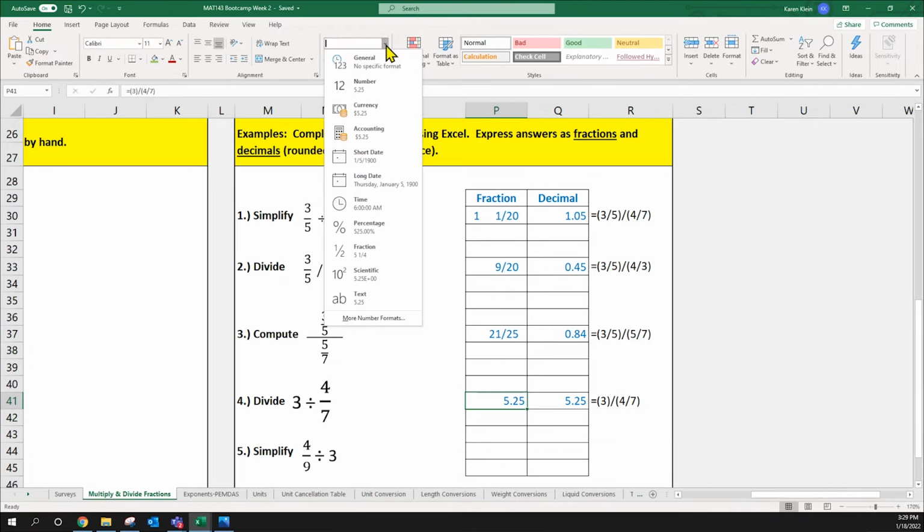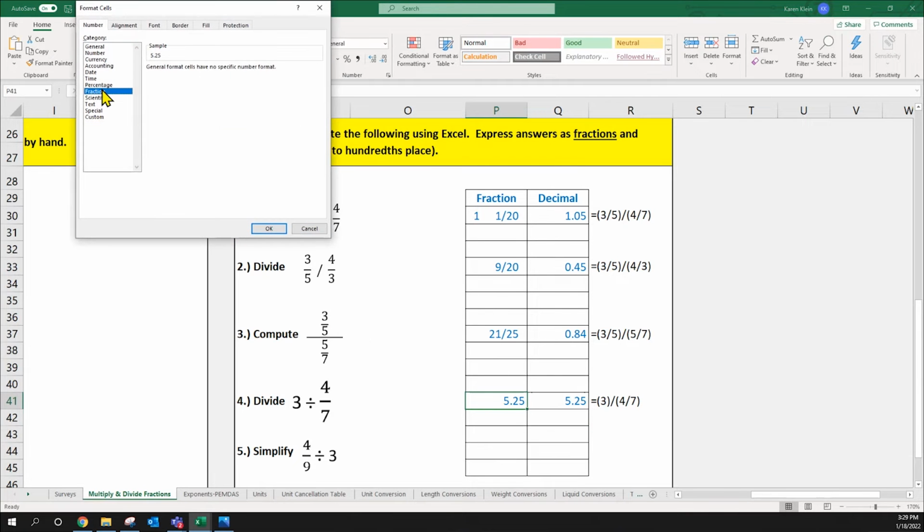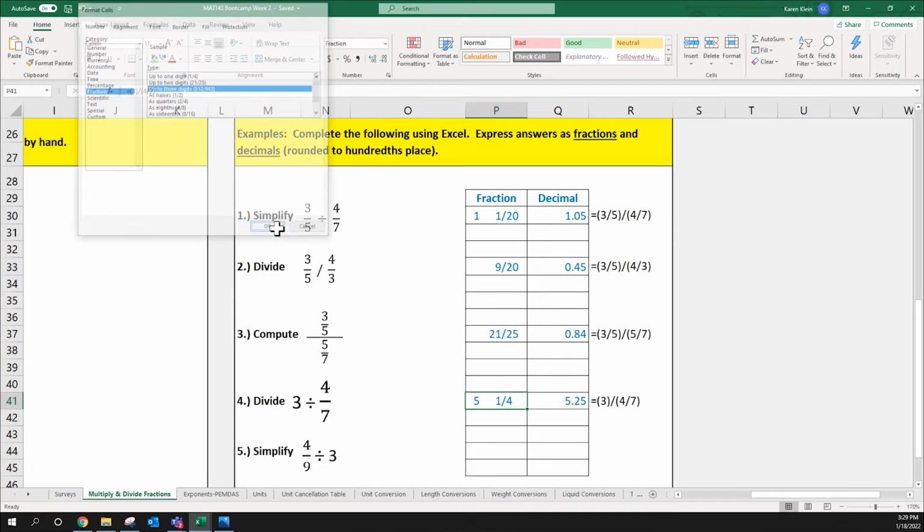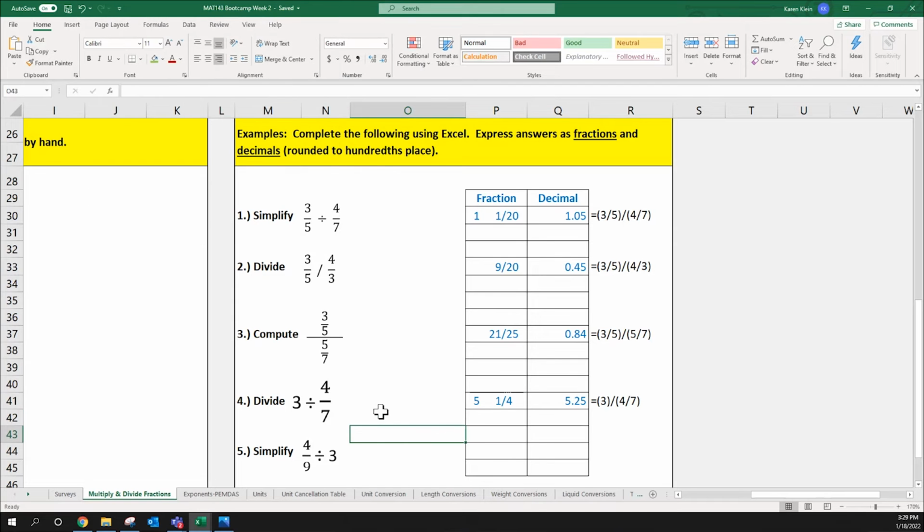Again, if I wanted to change my formatting, change it to a fraction, and we get 5 1/4. Recall that when we did it by hand, we ended up with 21 over 4. So that's equivalent to that 5 1/4.